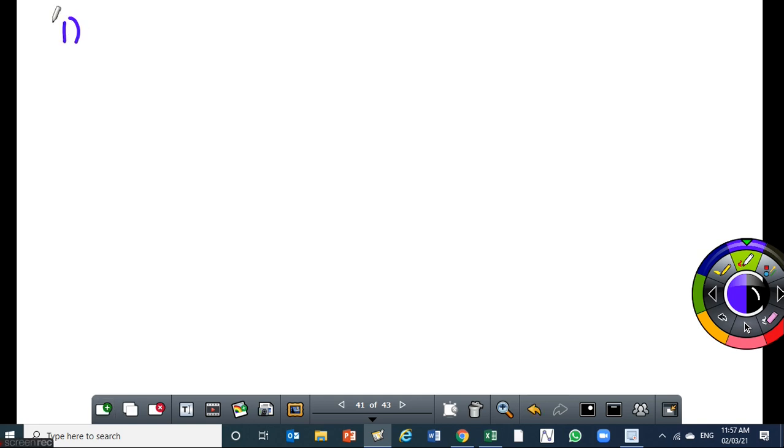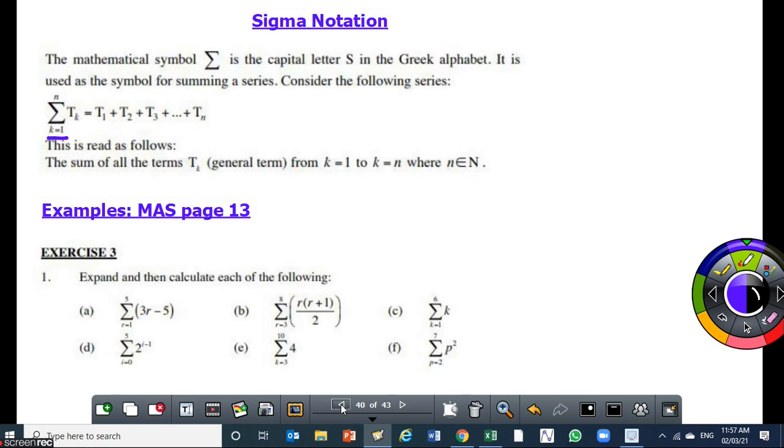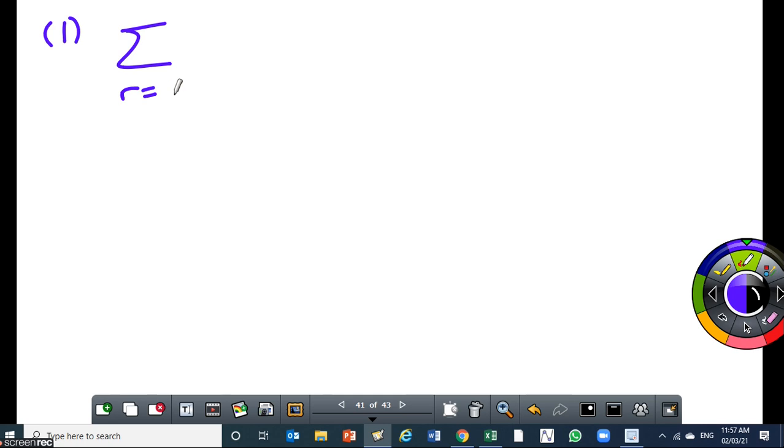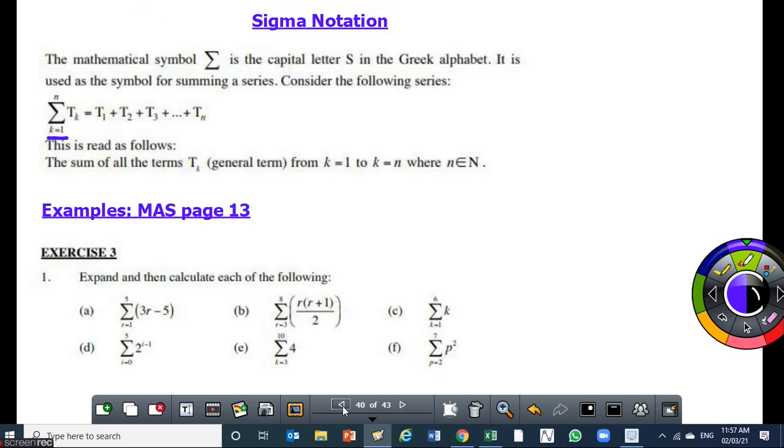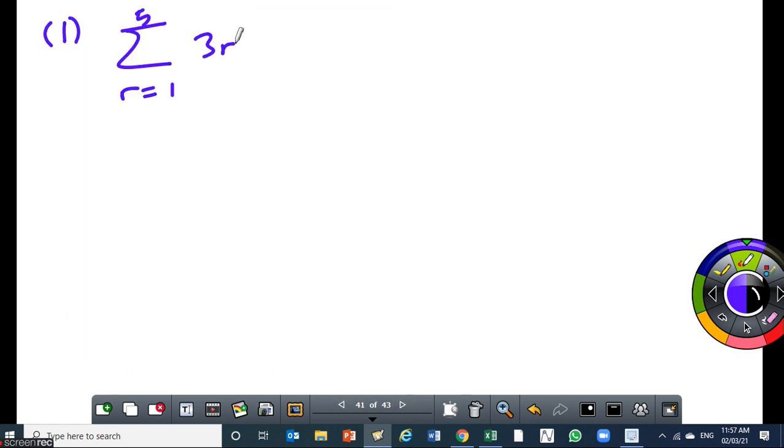So number 1, it is sigma from r equal to 1 up to 5 of 3r minus 5. Now, this 3r minus 5 is a general term. Okay? 3r minus 5 is a general term. Please be aware of that. That's a general term.